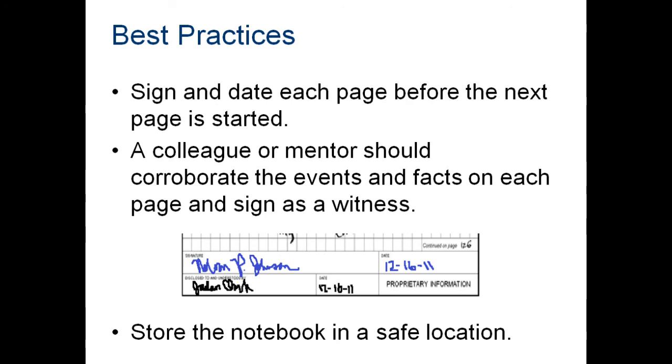If you were doing this professionally, you want a colleague or mentor so they can understand what you're doing and can back up that it was what was there and that's what you were working on. We're not doing that. We're just getting in practice. So getting someone to sign and witness it is fine. You should also store your notebook in a safe location.